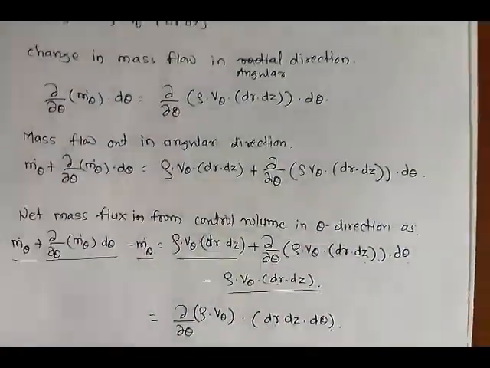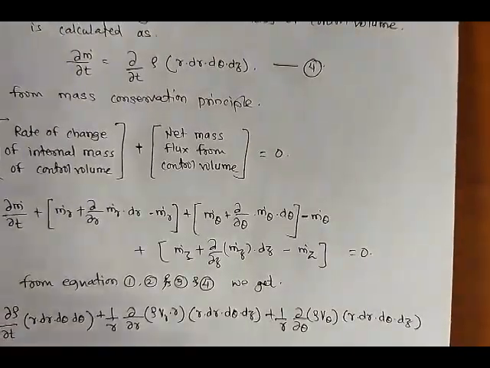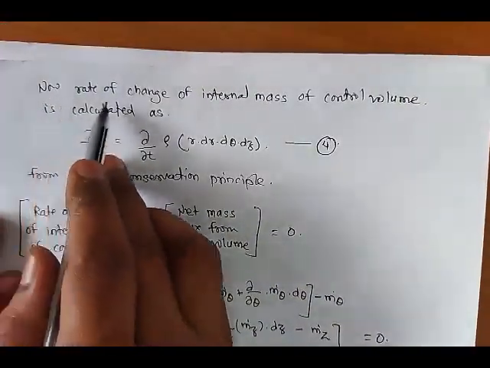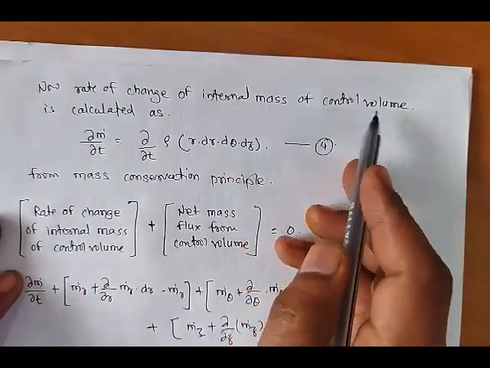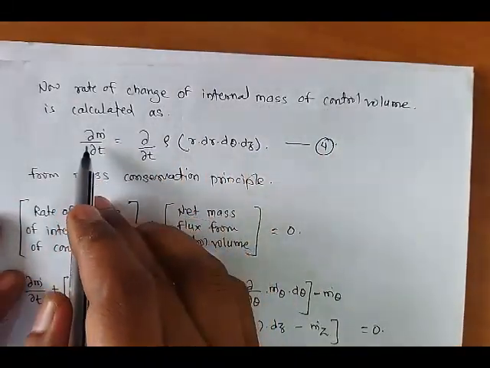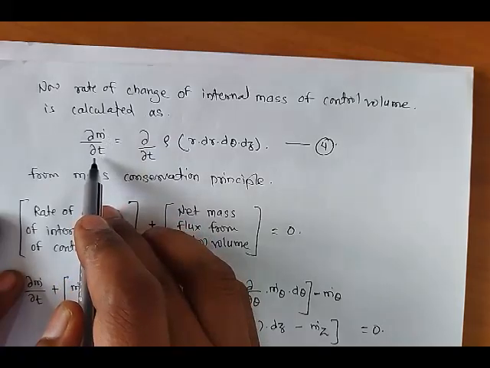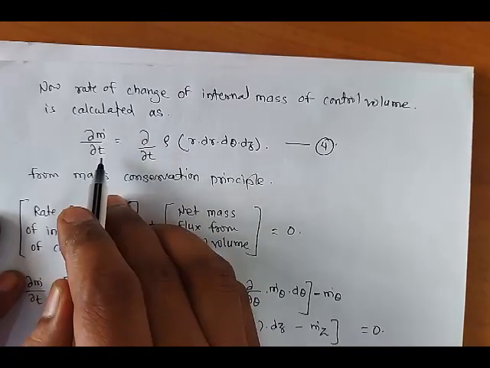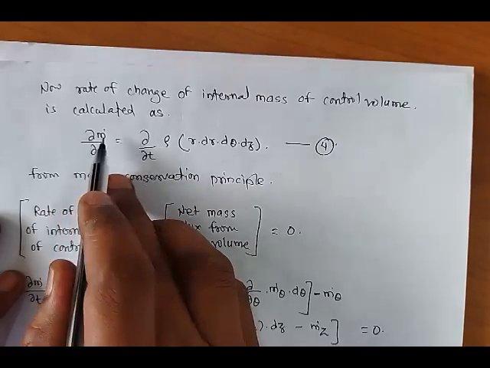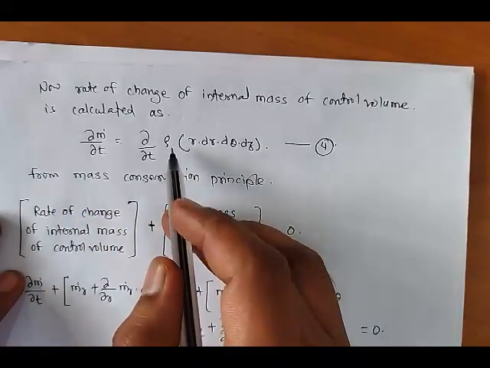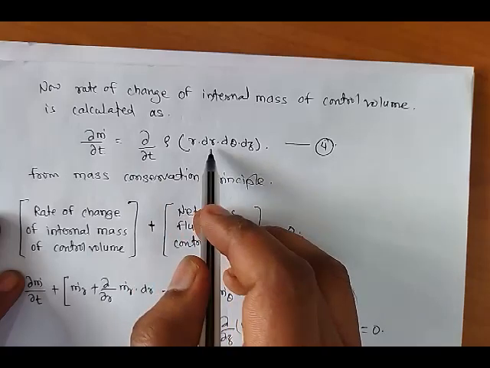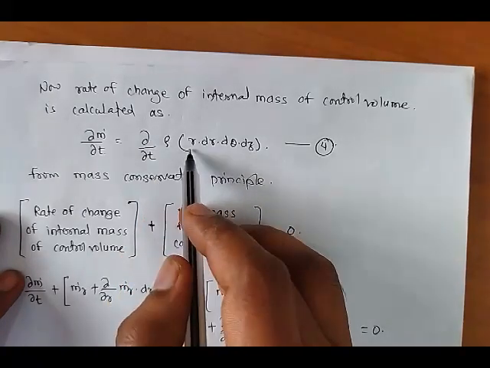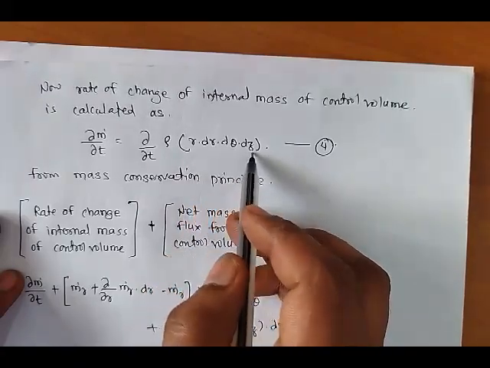Now, the rate of change of internal mass of the control volume is calculated as ∂m/∂t. That means the change in mass with respect to time of the control volume. Mass is calculated using density multiplied with volume. So it is ∂/∂t of ρ multiplied with the volume r dr dθ dz.